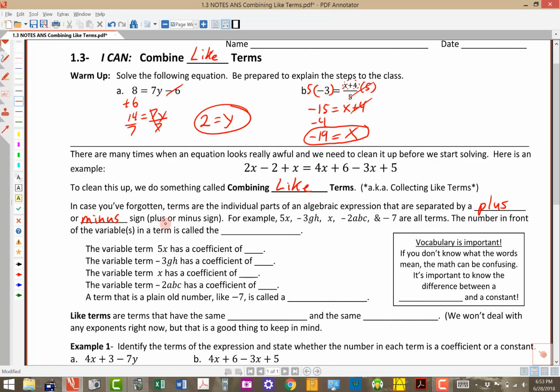So for example, I've got some terms right here. 5x is a term all by itself. That's a term. -3gh, that's a term. X is a term, -2abc is a term, and -7, every single one of those is a term. Now, if they've got a variable, there's a special name for the number that sits in front of the variable. I'm hoping that you remember what that is, and maybe you see it down below. The number that sits in front of a variable that's being multiplied by that, it's called a coefficient.